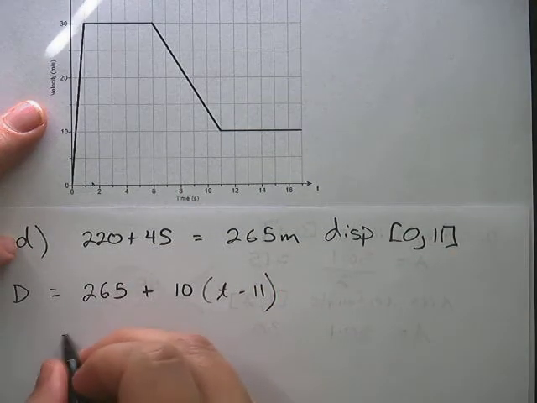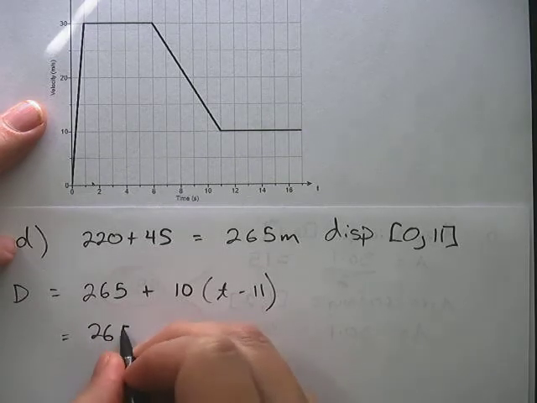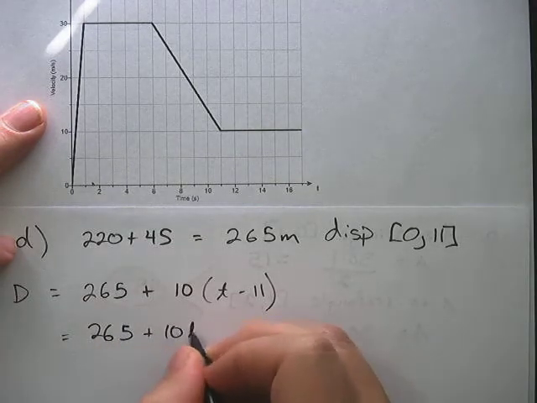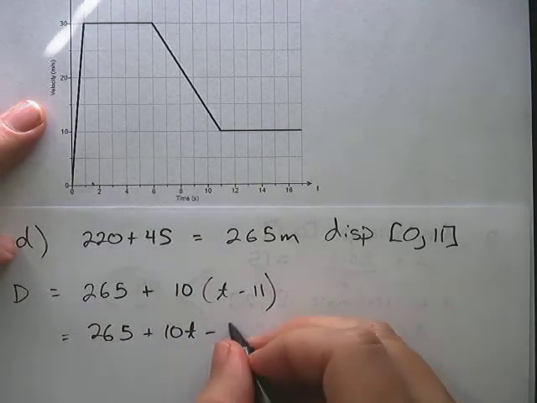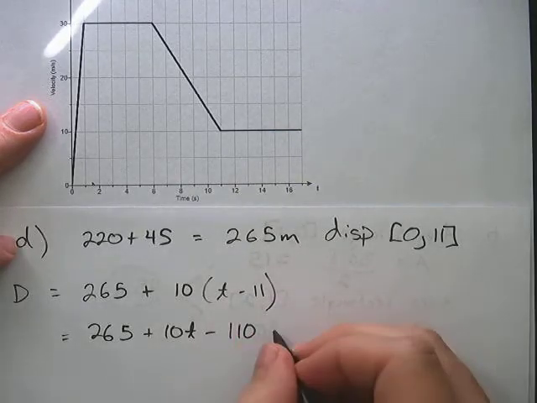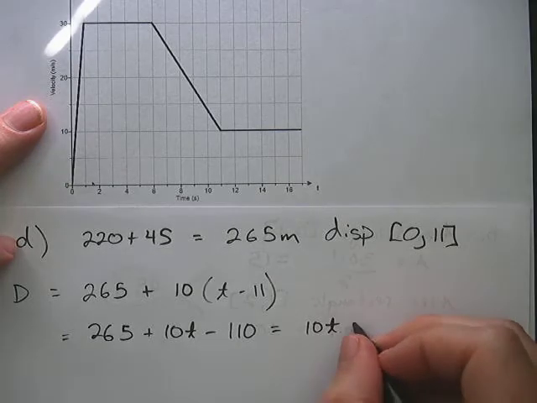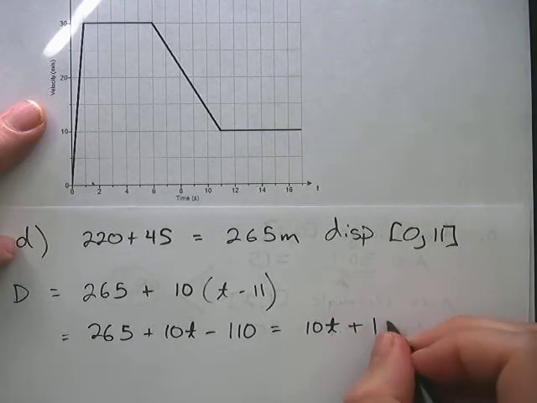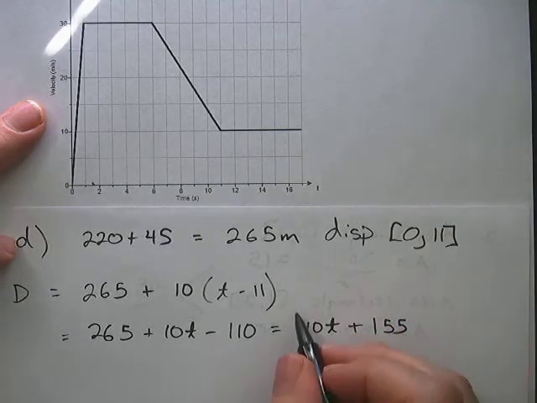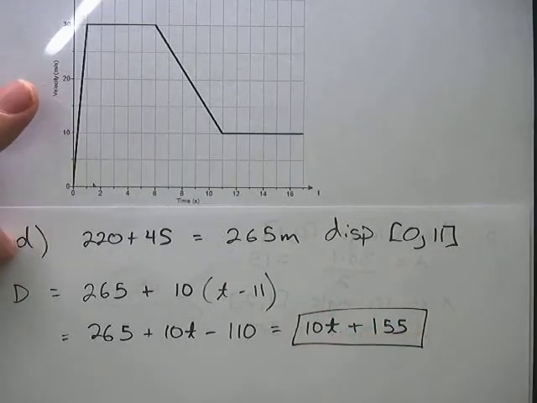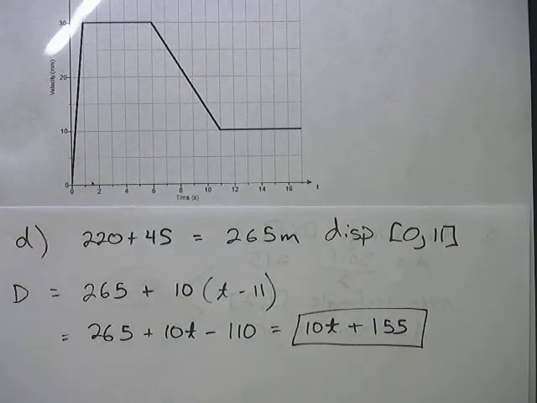And you can clean that up a little if you want to. So 265 plus 10t minus 110, so that is 10t plus 155. And that's your displacement function for t greater than or equal to 11.